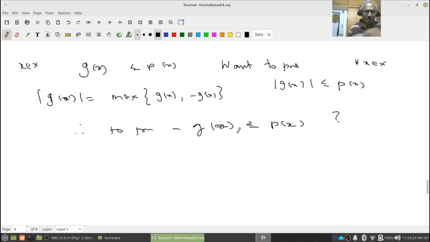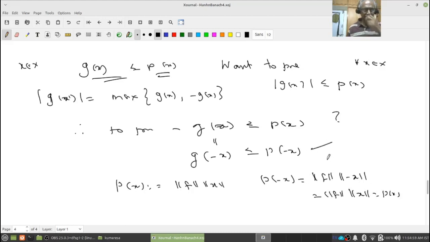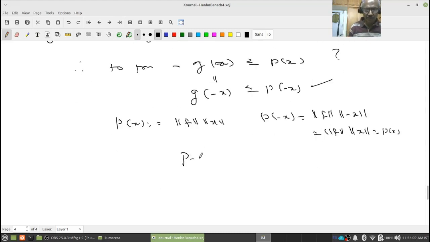I am sure now all of you have understood how to do that. Remember, G is R-linear. Therefore, minus G of x is the same as G of minus x. But for all x, I know G of x is less than or equal to P of x. Therefore, it is less than or equal to P of minus x. But what is P of minus x? Remember, P of x by definition is norm F into norm x. Therefore, P of minus x is norm F into norm of minus x, which is the same as norm F into norm x, which is P of x. Therefore, we proved it. Pause, review, proceed.